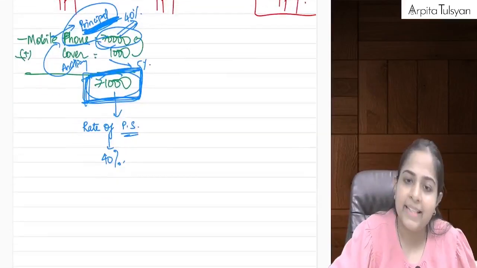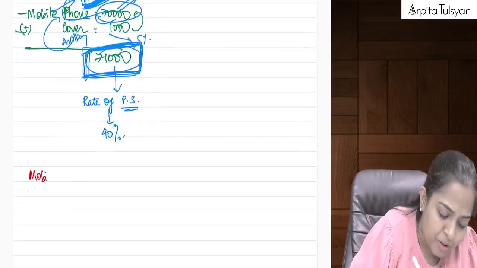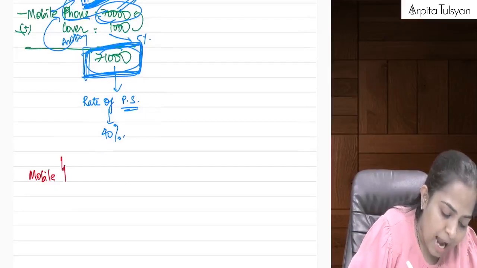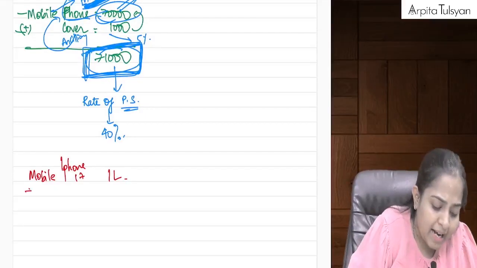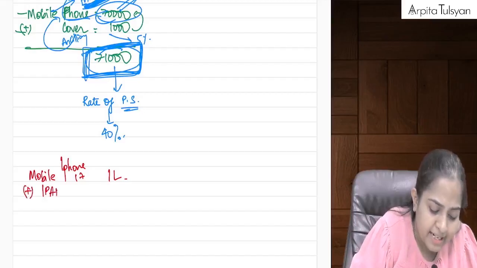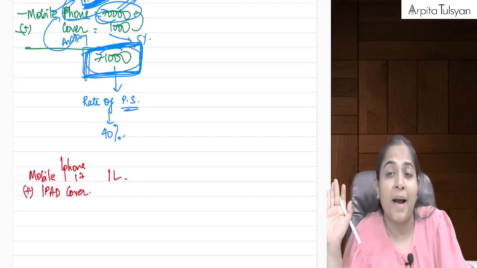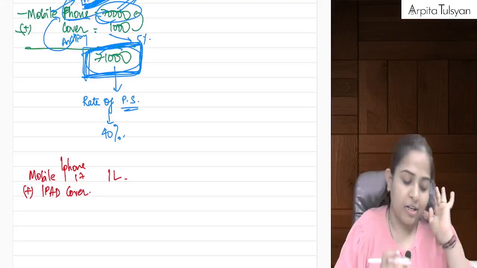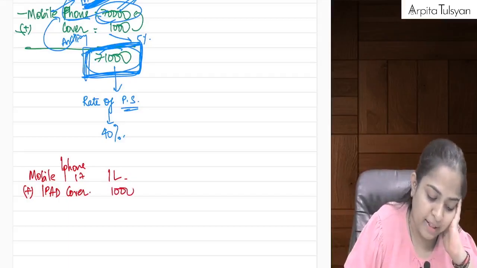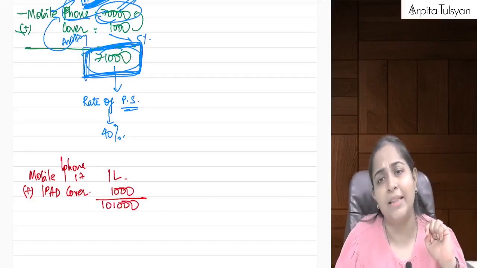Are you understanding this? Yes, one more example I want to give you here. Let's say I am purchasing an iPhone. I am purchasing an iPhone 17 of, let's say, 1 lakh rupees, and along with that I am purchasing an iPad cover. For the iPhone 17, I wanted to flaunt my iPhone, so I did not want a cover, but for my iPad I wanted a cover. So I purchased a cover of rupees 1,000. The total amount charged in the invoice is 1,01,000.